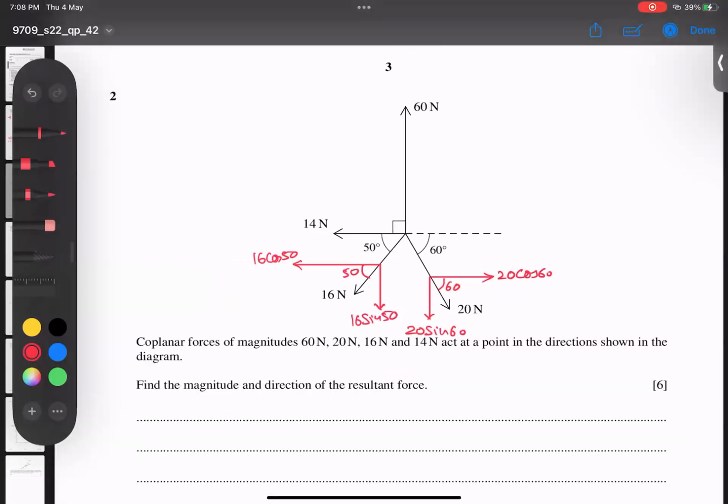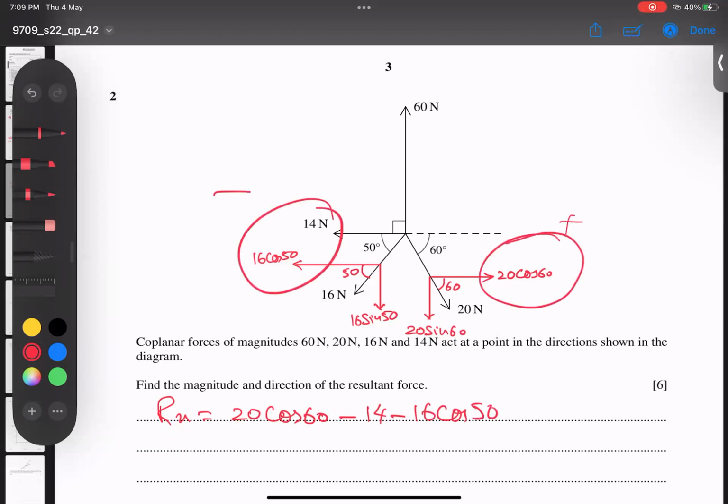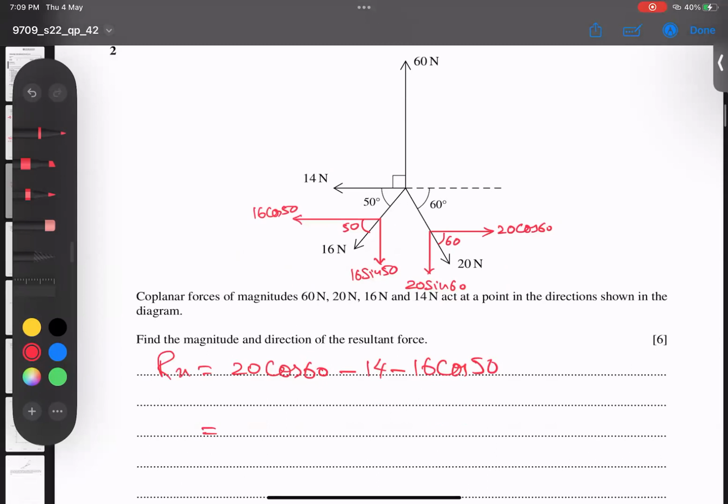Now we will find Rx. So what is Rx, students? Rx is everything acting along the x-axis. So let's see which forces act along the x-axis. The right side force we take as positive, and these two we take as negative. So 20 cos 60 minus 14 minus 16 cos 50. I repeat, the right side is positive, these two are negative, the left side. So I will find Rx, and then go for Ry.